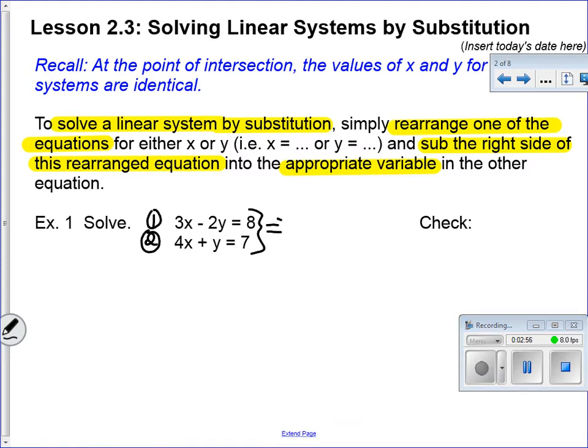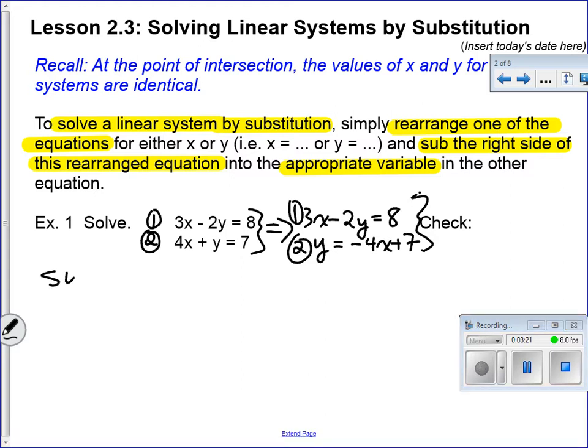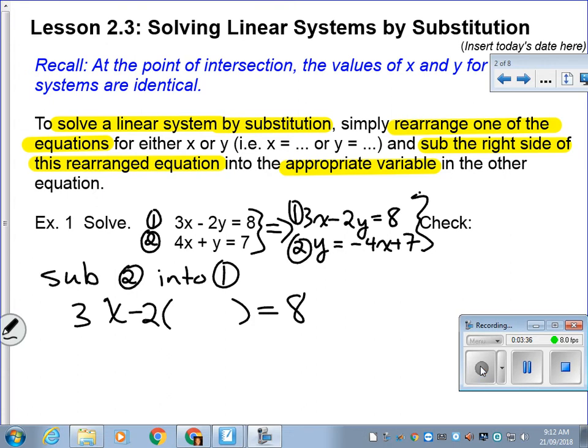So we're going to get the following: y is equal to negative 4x plus 7. Remember, this is still a system, and label this equation 1 and equation 2. Now tell me what you're doing. We're going to sub equation 2 into equation 1. And when we do that, we're going to get the following.